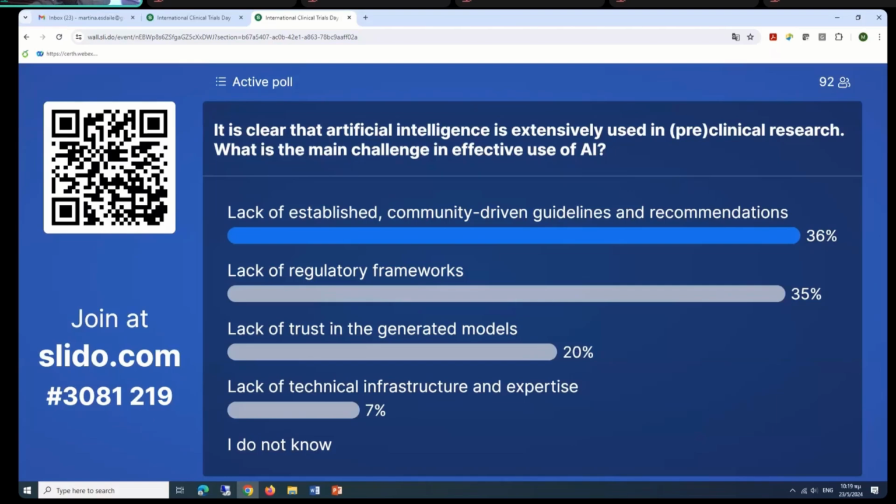Perfect. But then may I ask you, we understand and I share your point as a clinician myself, but what, in your view, would be the prerequisites for trustworthiness in AI?